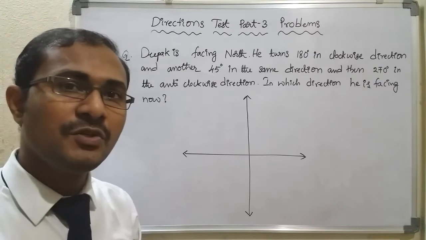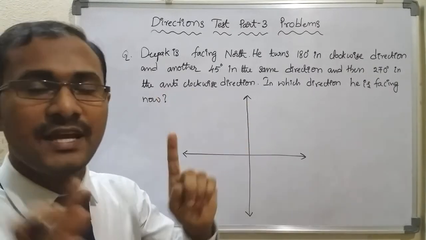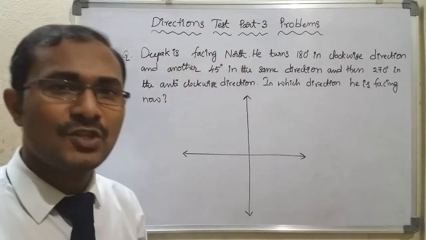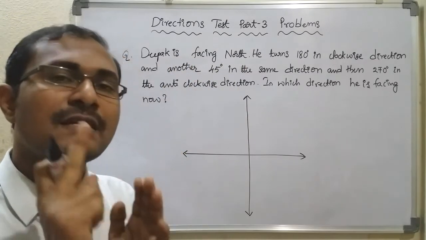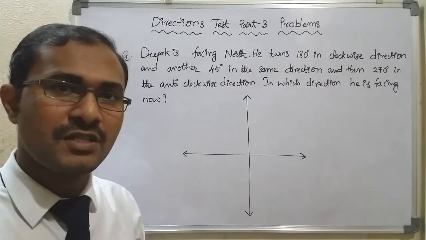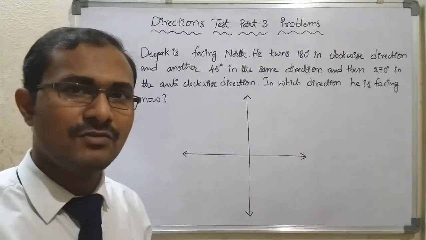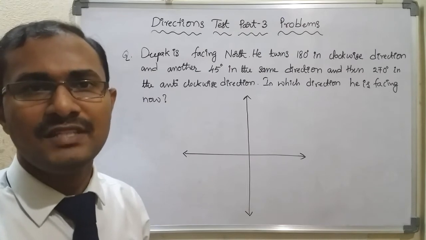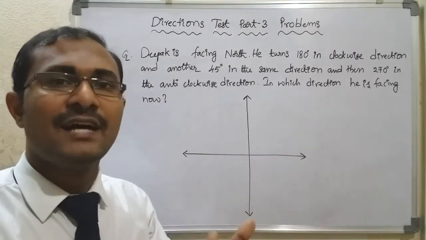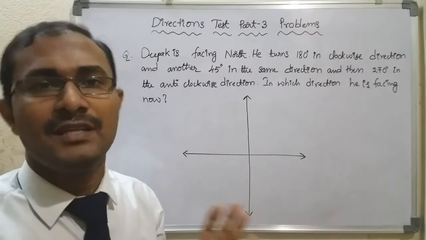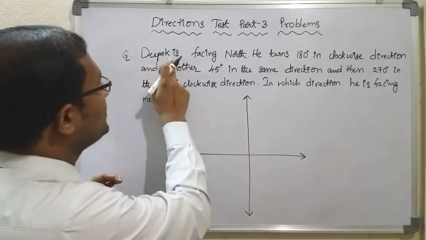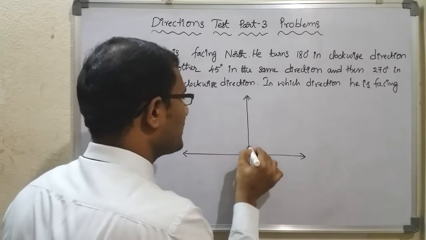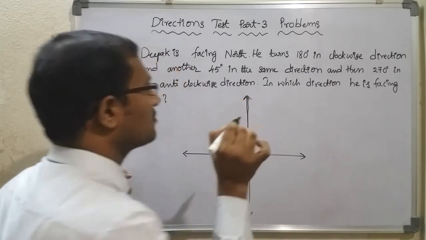I already told you, for line of sight we have to take one straight line. It means if any person is facing towards north direction, we have to take one straight line towards north direction. If any person is facing towards south direction, we have to take one straight line towards south direction. It means simply, in place of the person we have to replace one straight line. Simply remember. Okay, so Deepak is facing towards north. It means one straight line I have to take towards north direction.